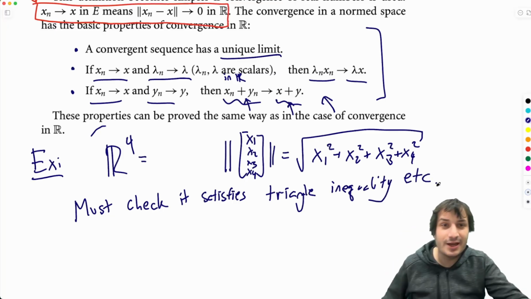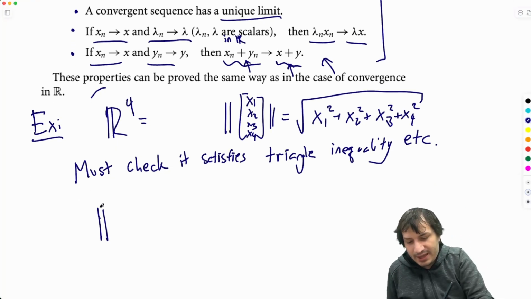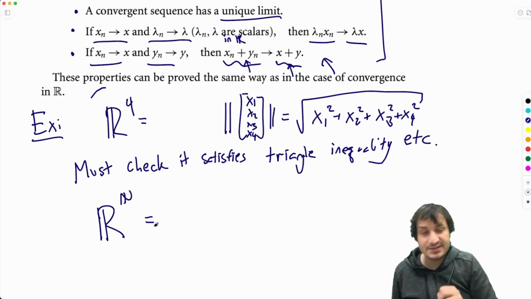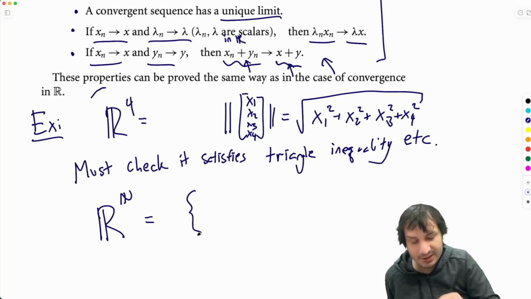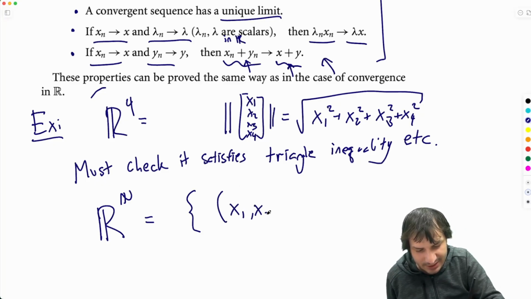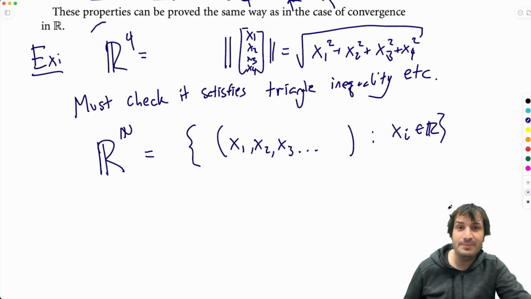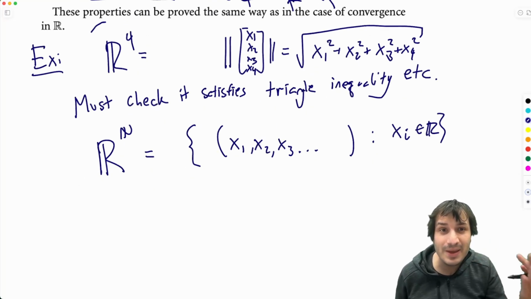Okay. Totally valid norm. Here's another one, again on the sequence space R^N. This is the set of possible sequences. Let's write them with x's again: x1, x2, x3, and so on. These are sequences in R, where x_i is in R and i goes from 1 to infinity. You could make a very similar norm.